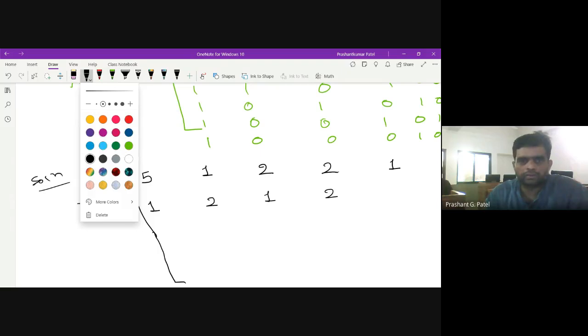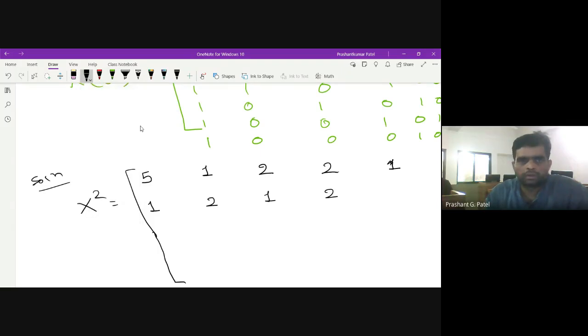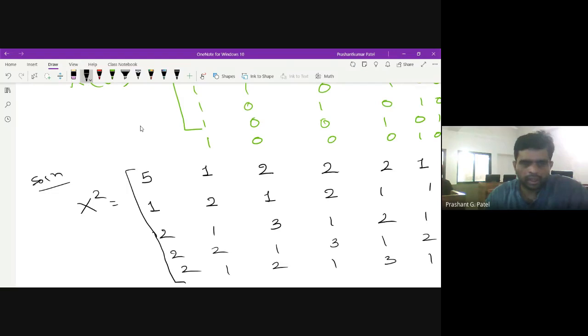Here is one more. 2 is there. 2, 1. 1, 2, 1, 2, 1, 1. Then 2, 1, 3, 1, 2, 1. Then 2, 2, 1, 3, 1, 2. The next is 2, 1, 2, 1, 3, 1. And 1, 1, 1, 2, 1, 2. So this is my x square if I compute from this x.